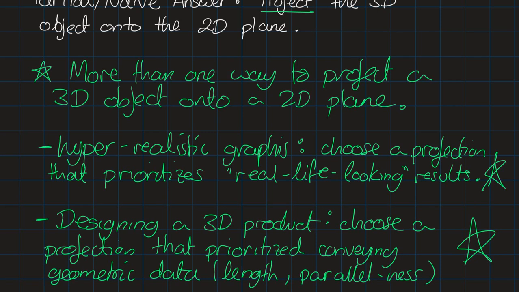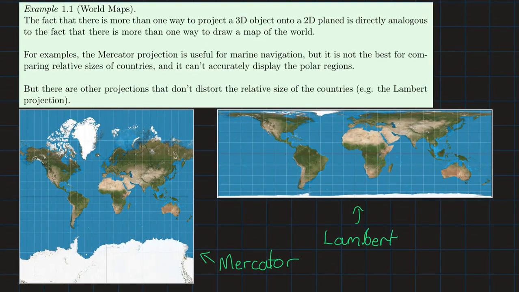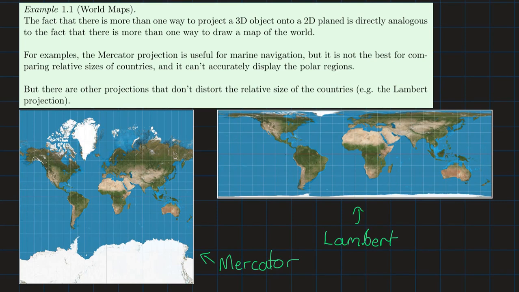This issue of there being more than one way of projecting a 3-dimensional object into 2 dimensions, it's directly analogous to the issue of trying to draw a world map. It's well known that there's no perfect way of drawing a world map. It's impossible to represent a spherical object on a flat piece of paper truthfully, 100% truthfully. But there are different ways of doing it, and the different ways have their benefits and they have their drawbacks.